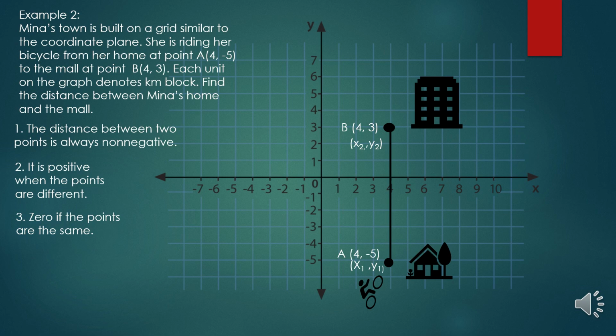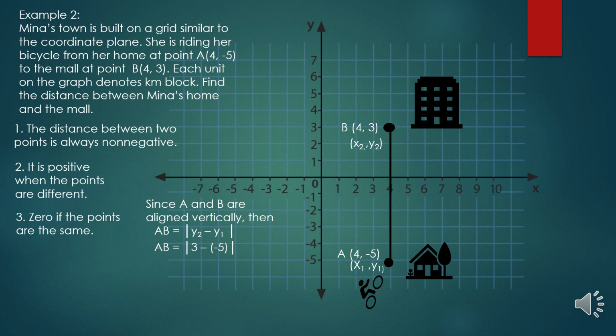Since point A and point B are aligned vertically, then getting their distance from Mina's home to the mall is equal to the absolute value of the difference of their y ordinates, or that is, AB is equal to the absolute value of y sub 2 minus y sub 1. Then we will substitute. Y sub 2 is equal to 3 minus y sub 1, which is negative 5. As you can see, we have the open and close parentheses for negative 5.